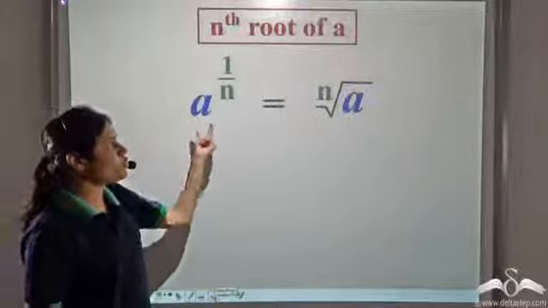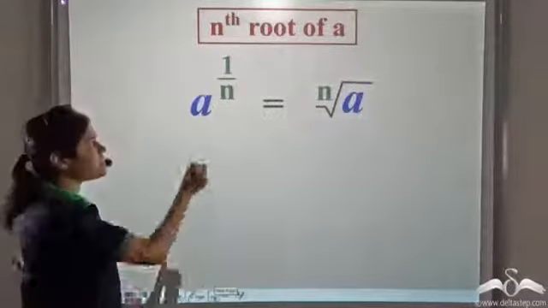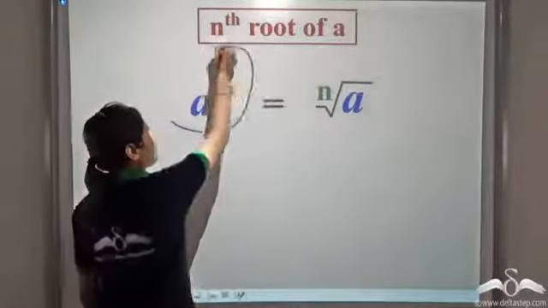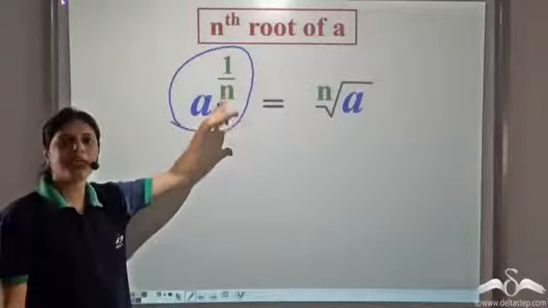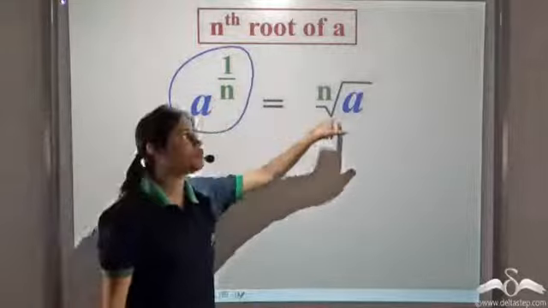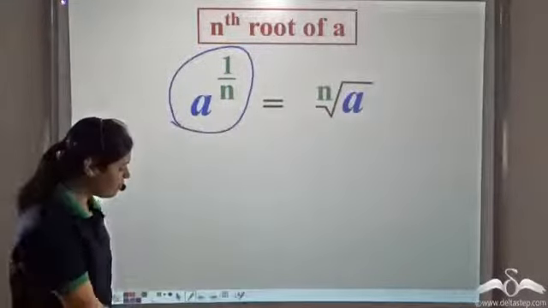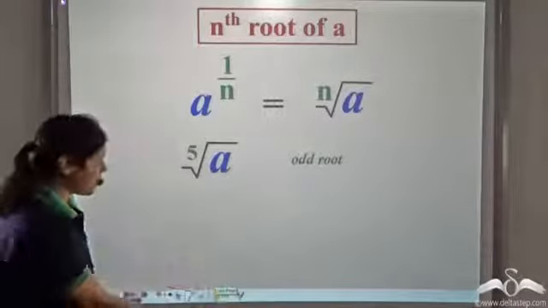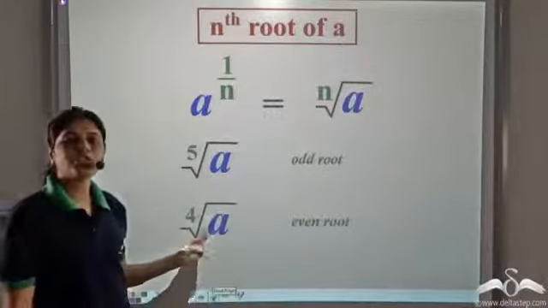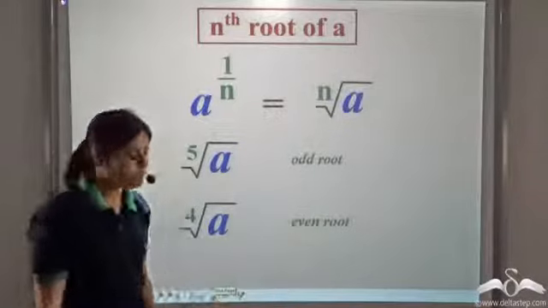So the nth root of a number can be represented in exponential form as this. A to the power 1 by n denotes the nth root of a. If n is odd, then it is called the odd root. If n is even, then it is called the even root.